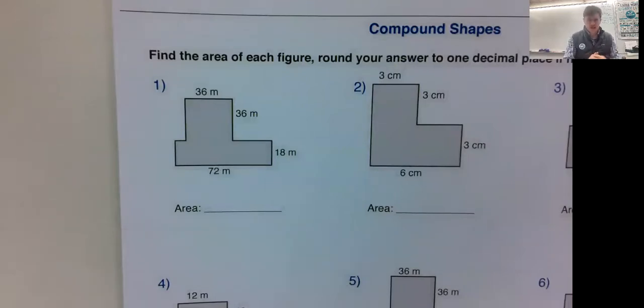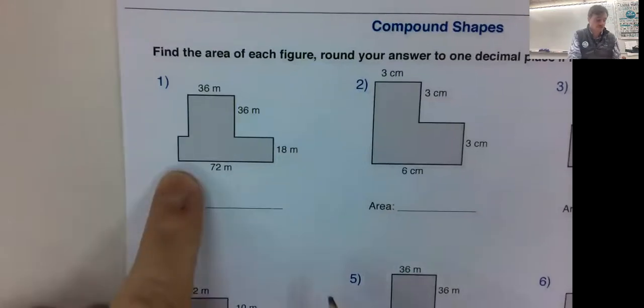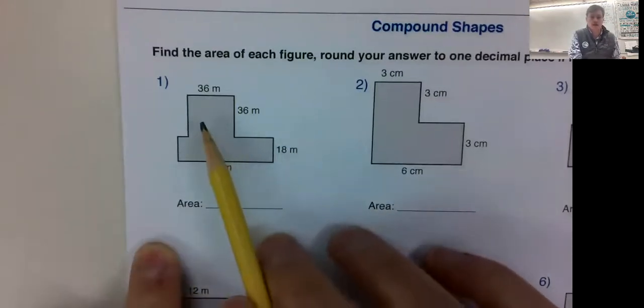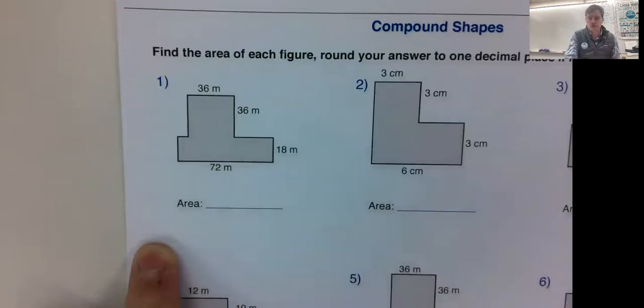Anyway, the key to these compound shape problems is to break your shape apart into shapes where you know either the dimensions, either the base or the height, the width or the length, however you want to look at it. Okay, so right off the bat, it looks to me like there's a square sitting on top of a rectangle.